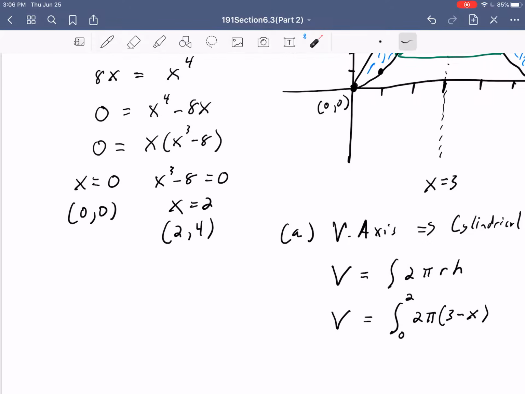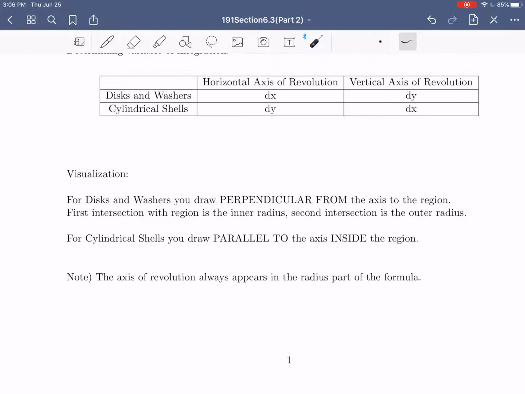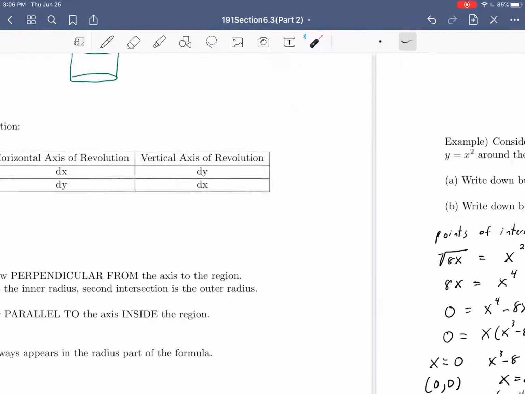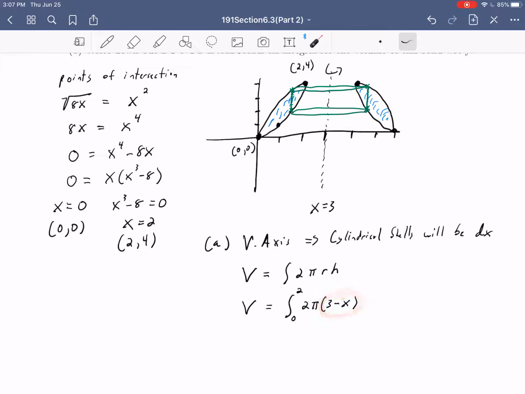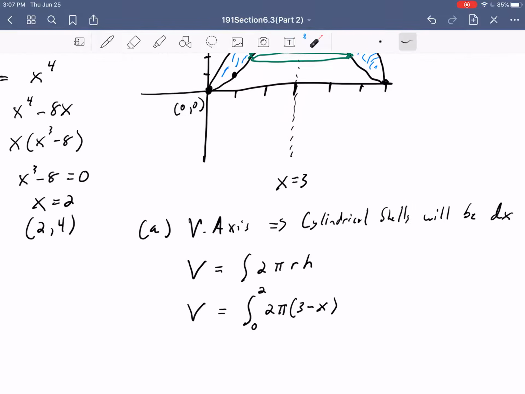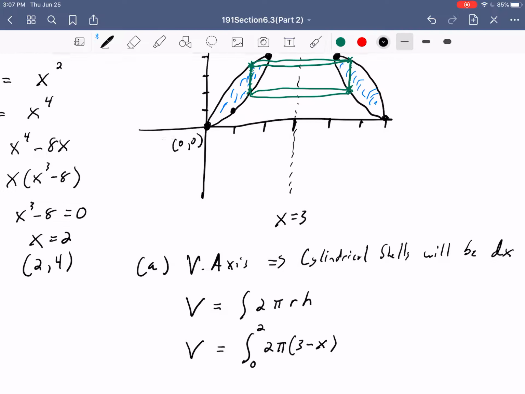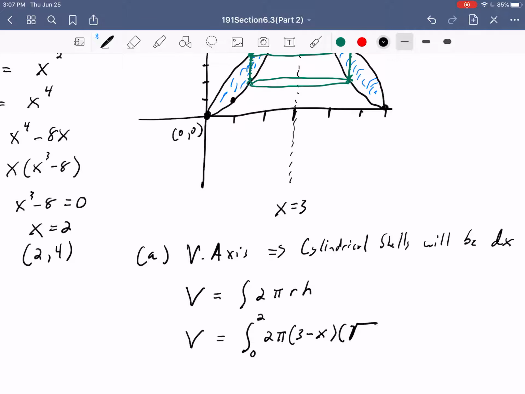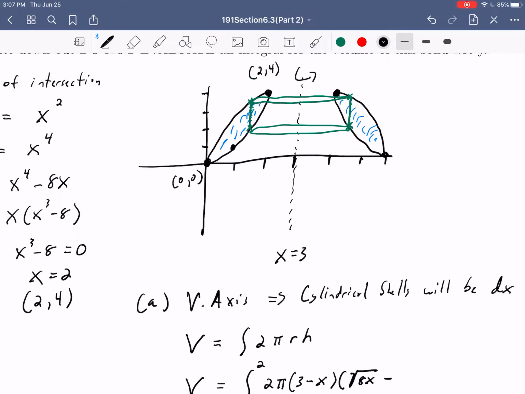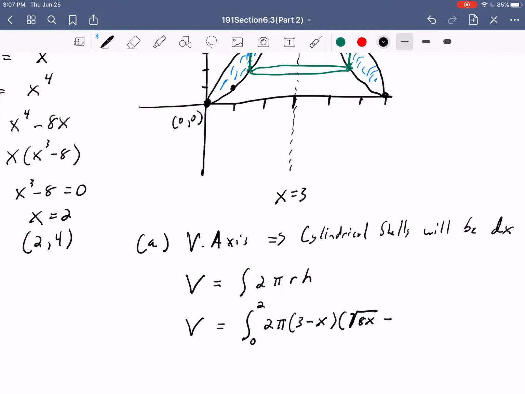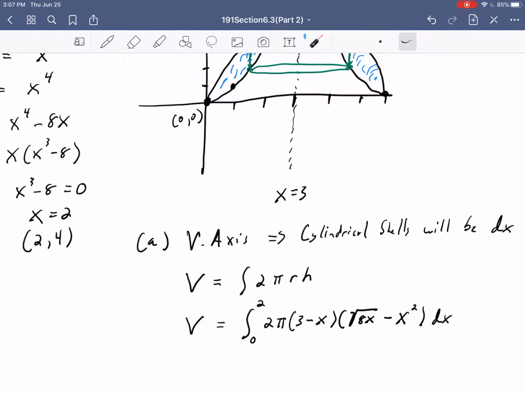Notice, as stated back in this note here, the axis of revolution always appears in the radius part of the formula. We're on the radius part of the formula right here, and there is the axis of revolution, x equals 3. What about the height? Well, if we look, the height is between these two curves. We know that the square root function is on top, so we would use that as the top function: square root of 8x minus the bottom function, which is x squared, so minus x squared dx. So there's an expression for the volume of this shape based on cylindrical shells, which guarantees that we'll be working dx there.